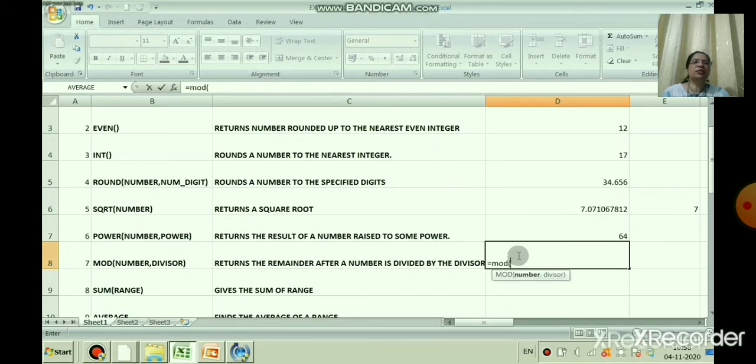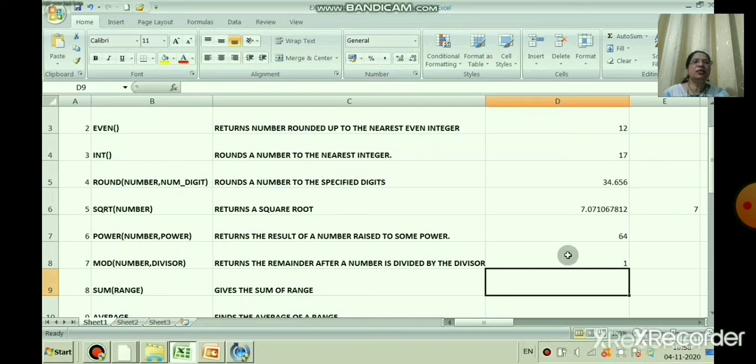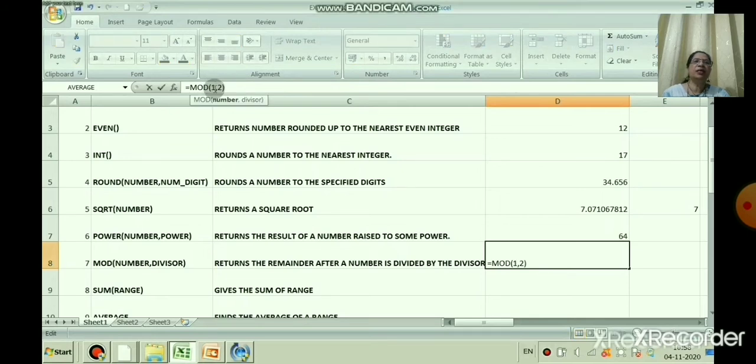So the mod function is equal to MOD, then the number 5, and the divisor. Can you see the divisor? The number is 4 and the divisor I have taken is 2. All of you know the remainder is how much? The remainder is 1, right. So it shows you here that it returns the remainder after the number is divided by the divisor.